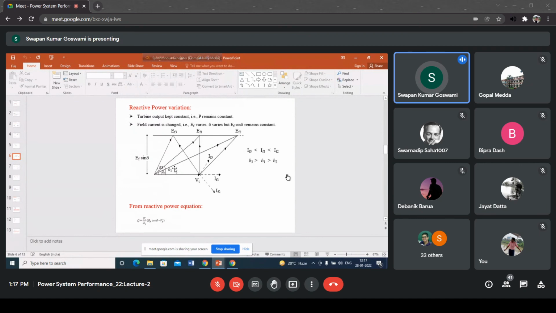Delta 2 is smaller than delta 1. Delta 3 is larger than delta 1. EF3 is smaller than EF1. EF1 is smaller than EF2. So EF cosine delta, this horizontal projection, is being changed by keeping the EF sine delta component fixed. That means the field current is being changed, and by changing the field current, the reactive power generation of the synchronous generator may be changed.